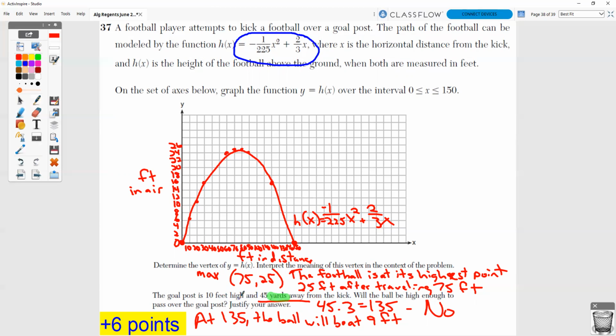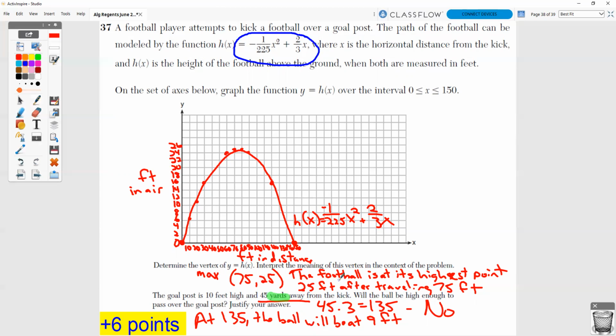The goalpost is 10 feet high and 45 yards away from the kick. This is a trick part question. We're talking about feet in these. This is feet and this is feet. There are 3 feet in a yard. So the first thing that you need to do is multiply by 3. So we're really talking about 135 feet.